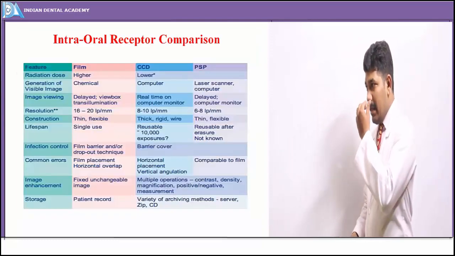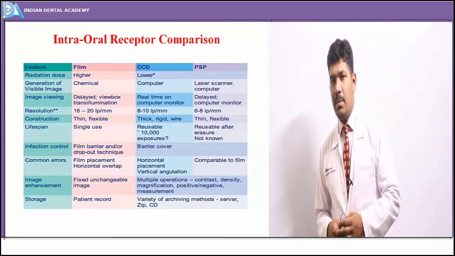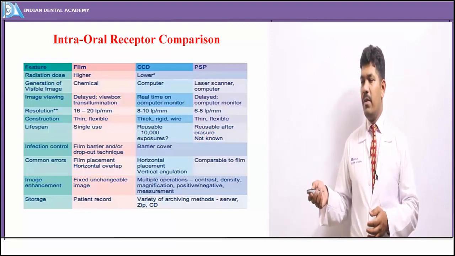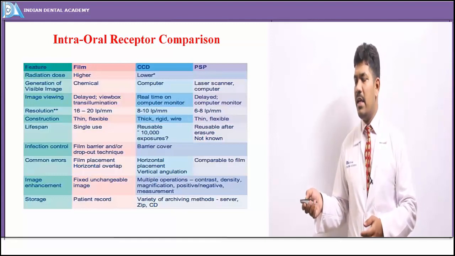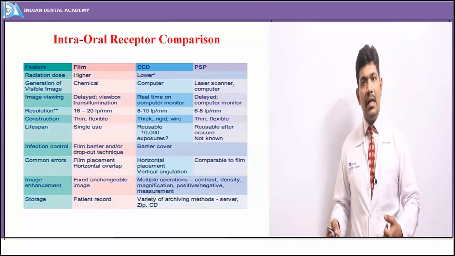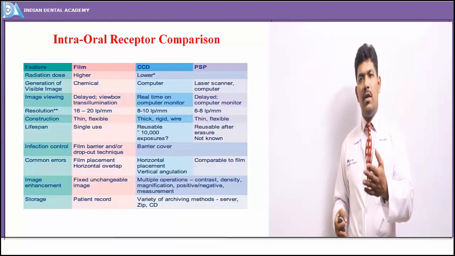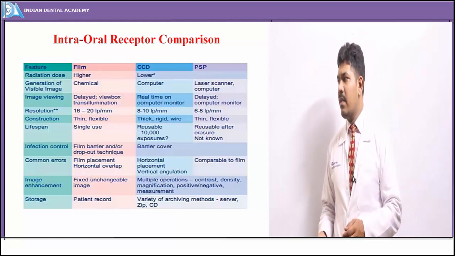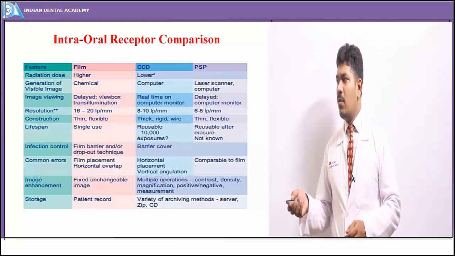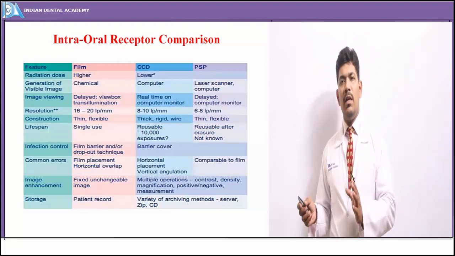So if you compare the intraoral receptors, your normal films, your traditional IOPA films, your CCDs and PSPs. Now we have eliminated CMOS since it is almost similar to CCDs, apart from the fact that it is slightly thinner than CCD. We can see the radiation dose, which is very high in normal films.